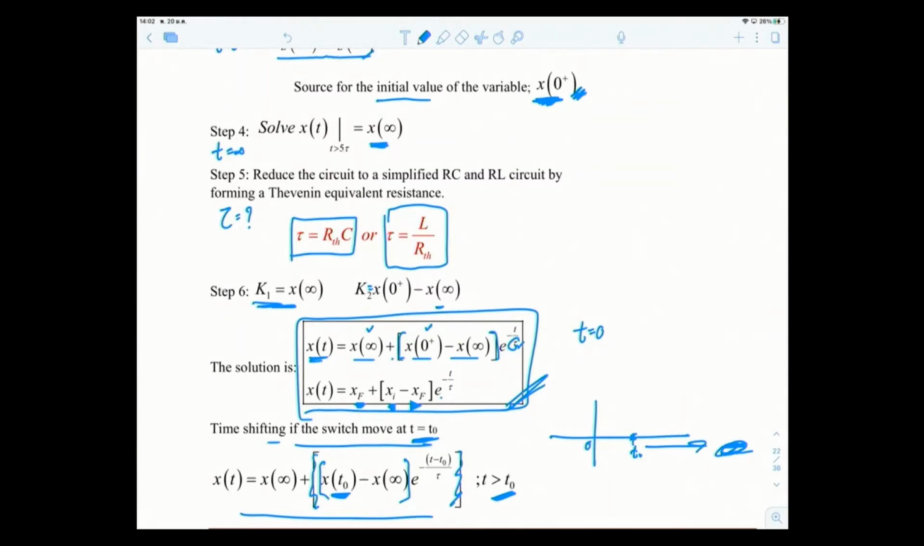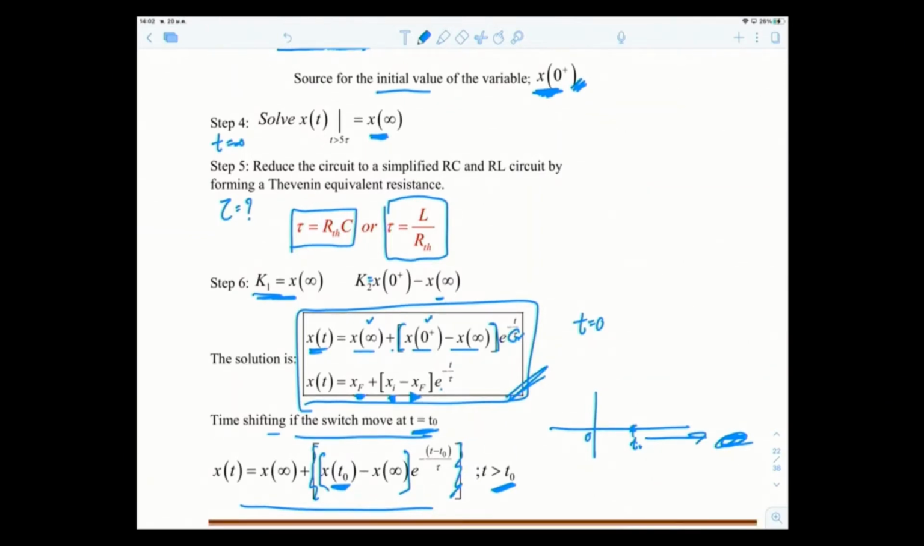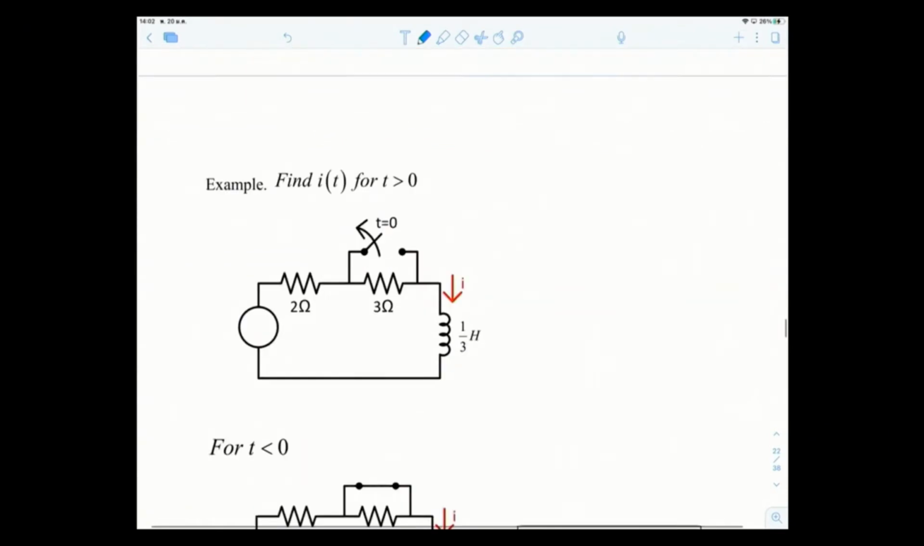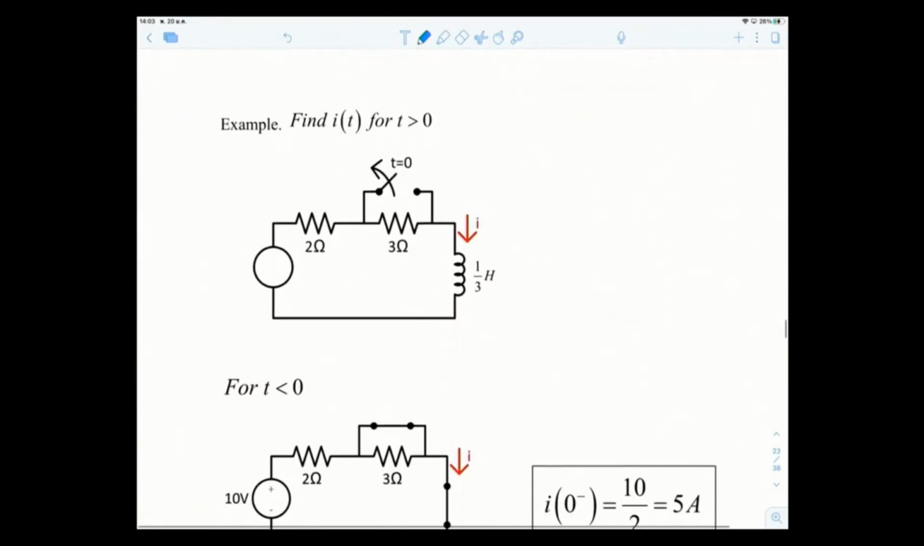So this is the step-by-step approach. Let's look at an example, a simple circuit. A switch opens at t equal to 0. Find the current I that passes through the 1/3 Henry inductor. The value of the voltage is 10 volts. This is an R and L circuit, an RL circuit, so you produce a first order equation for current I.